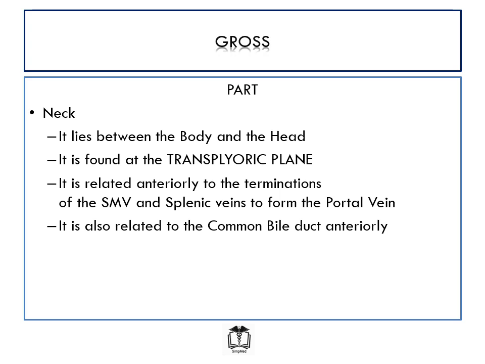The neck of the pancreas is related anteriorly to the superior mesenteric vein, splenic vein, and then their union, which is the portal vein. So, where we have the uncinate process related posteriorly to the superior mesenteric vein, the neck of the pancreas is related anteriorly to the superior mesenteric vein, and then the union between it and the splenic vein to form the portal vein. Also, the neck of the pancreas is related anteriorly to the common bile duct.